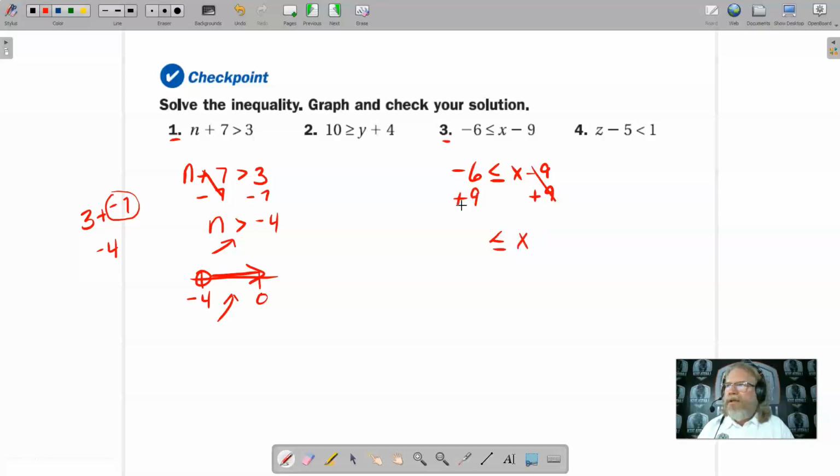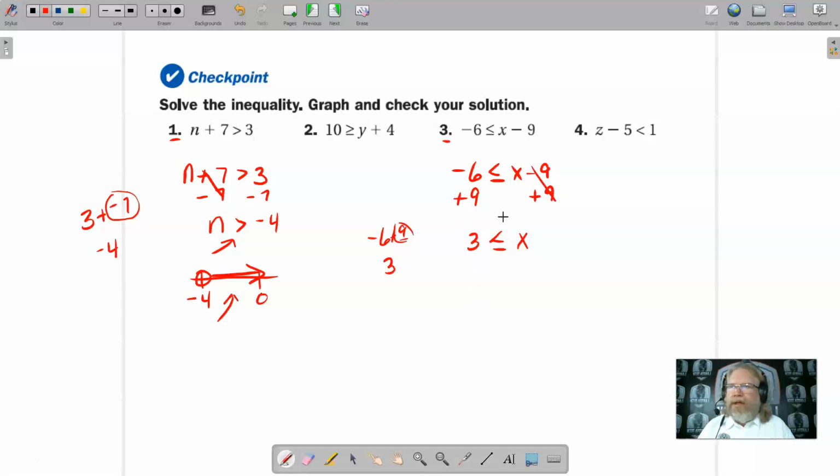Then negative 6 plus 9. So this is negative 6 plus 9. Well, we learned earlier that we could actually find the difference between the two. So 9 minus 6 is 3. And the 9 has the greater absolute value, and it's positive. So our answer is going to be positive. So we end up with 3.